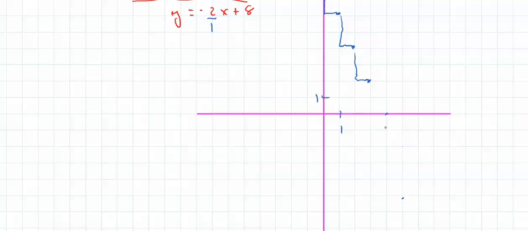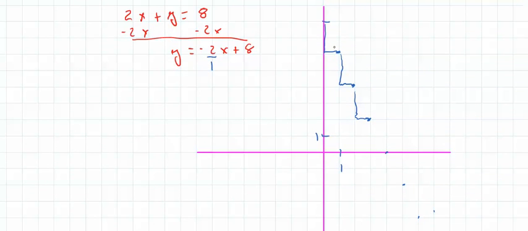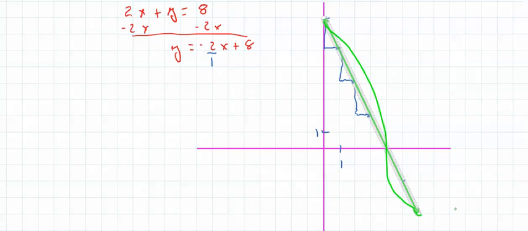Down 2 right 1, and down 2 right 1, down 2 right 1. I can keep going forever. And now I'm going to draw my line. And my line goes like that. Down 2 right 1, down 2 right 1, and so on.